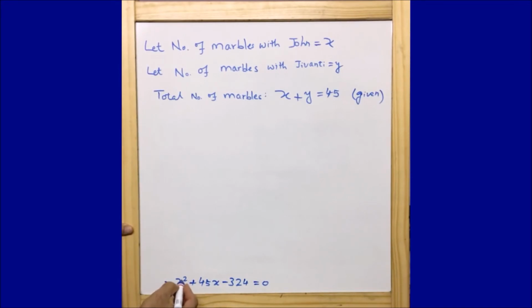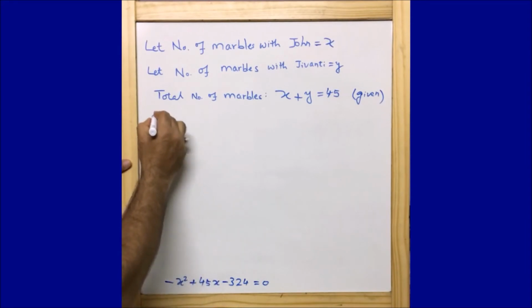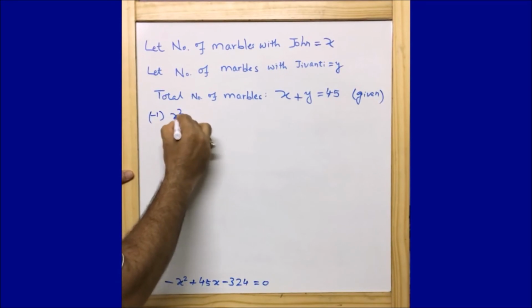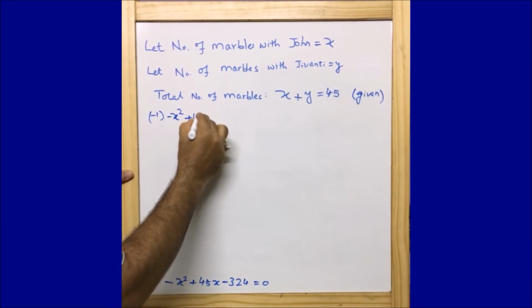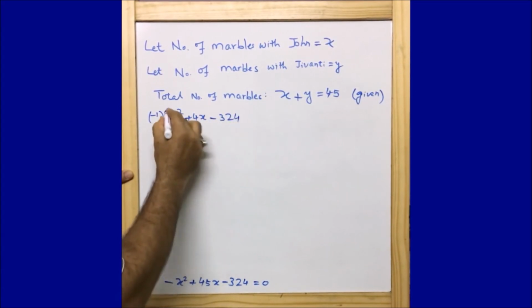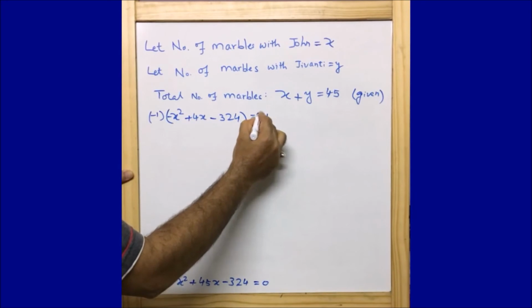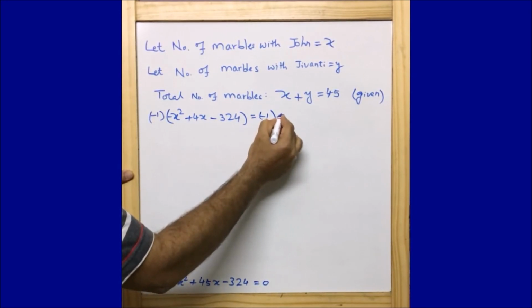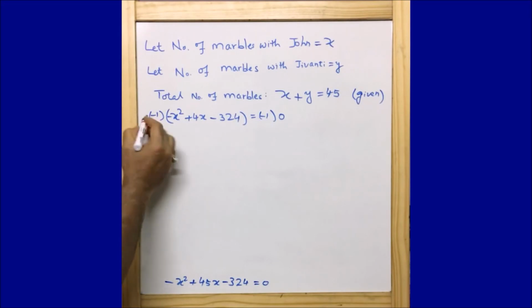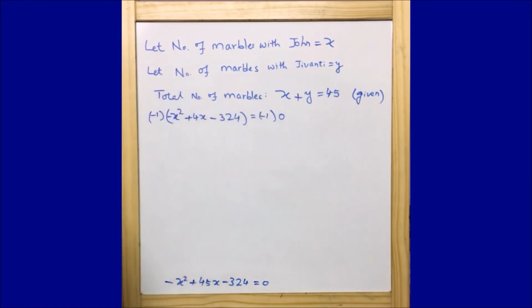So what I will do, I will multiply left hand side with minus 1 and right hand side with minus 1, so that I can get rid of this minus at least. So multiplying minus 1 on both sides of the equation: minus x square plus 45x minus 324 is equal to minus 1 into 0. Guys, if we multiply the same thing on both sides of the equation, it will have no impact. For that reason I am multiplying minus 1 on the left side and minus 1 on the right side.